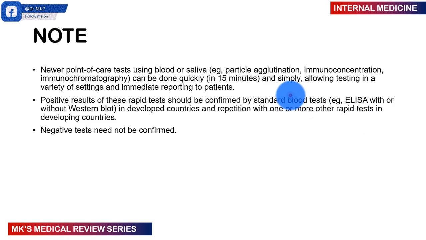So the newer tests that use blood or saliva, you may have things like particle agglutination, immunoconcentration, immunochromatography. These are very, very quick. They can be done in 15 minutes. They're very simple to use, very simple to read. They're just like a pregnancy test. If you have ever used a pregnancy test, it's very easy to read an HIV test. Now, these ones should be confirmed by the standard blood test, so your ELISA, with or without a Western blot, in developed countries, and of course a repetition of more than one test in the developing countries.